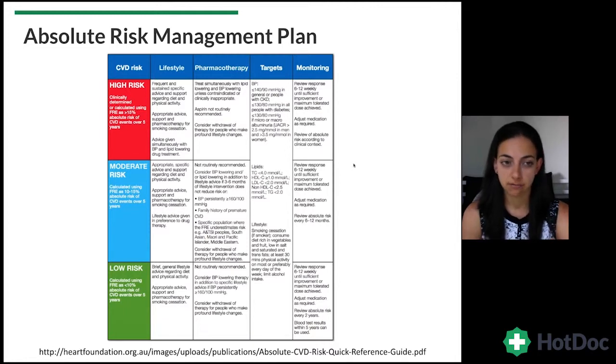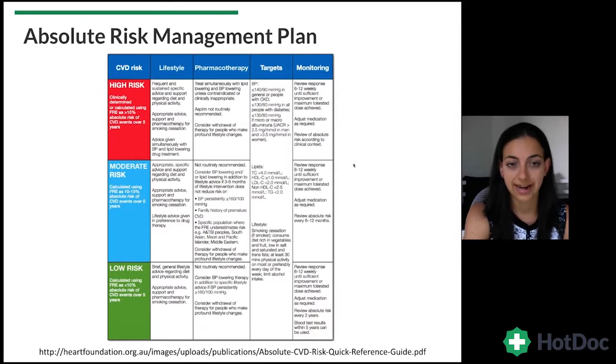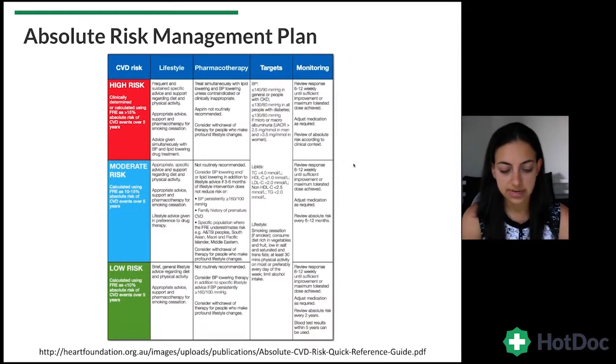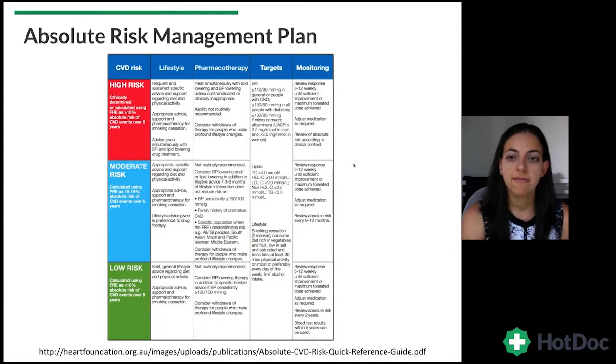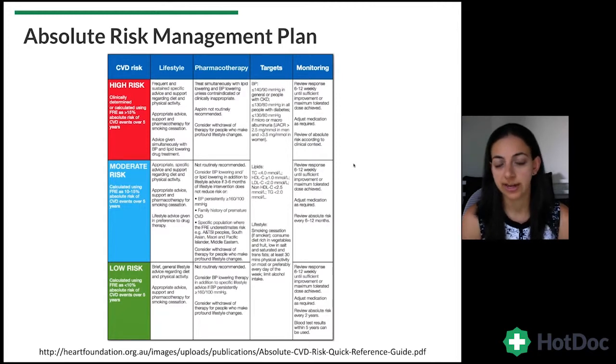So we have the risk, either high, moderate, or low. Then we have a column that looks at lifestyle. So what are the recommendations or things that we'd be looking at from a lifestyle point of view? Pharmacotherapy, whether or not it would be recommended. Then we have targets. As you can see, the targets are consistent across the three risk levels. And then finally, we have monitoring, which is looking at how frequently we would be following these patients up and what would be those next steps.